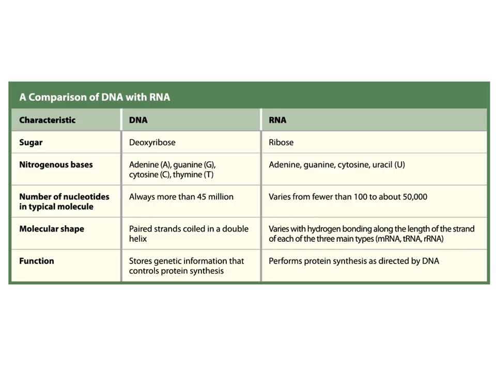The number of nucleotides in a typical molecule: there's always more than 45 million in DNA, and the RNA varies from fewer than 100 to about 50,000. The molecular shape: paired strands coil in a double helix, whereas the RNA varies with the hydrogen bonding along the length of the strand of each of the three main types: messenger RNA, transfer RNA, and ribosomal RNA.